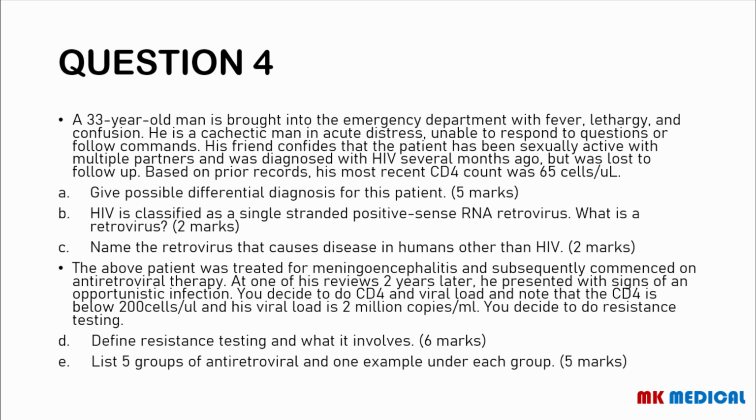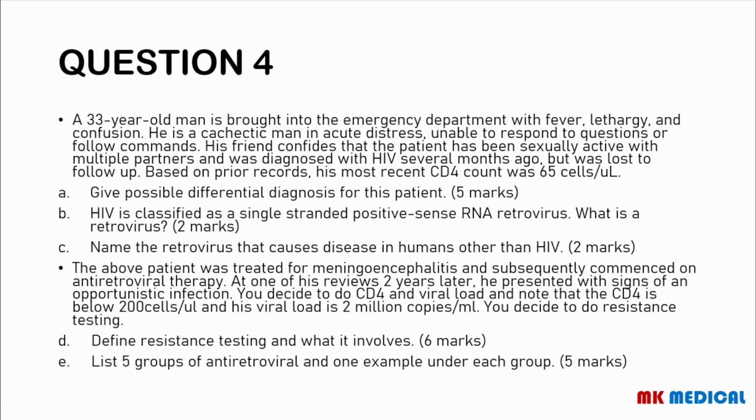The above patient was treated for meningoencephalitis and subsequently commenced on antiretroviral therapy. At one of his reviews 2 years later, he presented with signs of opportunistic infection. You decide to do CD4 and viral load and note that the CD4 is below 200 cells and his viral load is 2 million copies per mil. You decide to do resistance testing. So define resistance testing and what it involves.